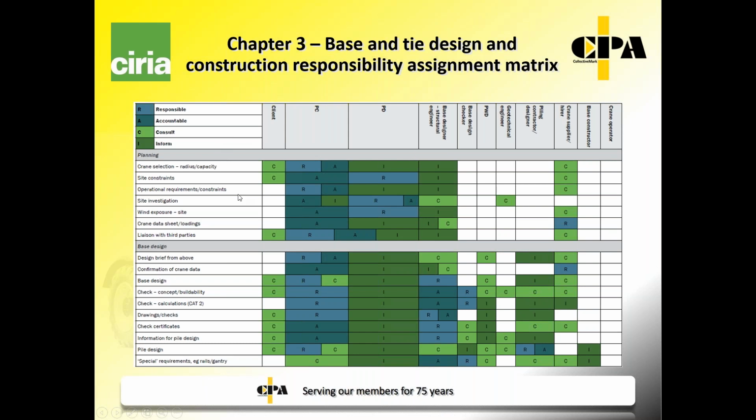So you can see here right at the top, crane selection: the client may be consulted, the principal contractor will be both responsible and accountable, the designer needs to be informed, the base designer needs to be informed, and the crane supplier needs to be consulted. So this is a way of trying to make sure that everybody is aware of their role within the various tasks to be carried out.